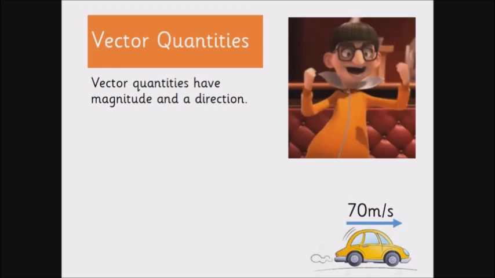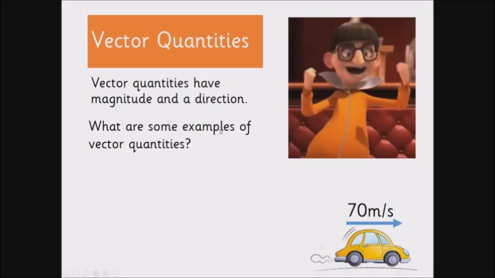Okay, vector quantities. If you've seen the film Despicable Me, you should remember there's a point where Vector says something along the lines of "I'm committing crimes that have both magnitude and direction." So that's exactly what a vector is. A vector has magnitude, so a size, and also a direction.